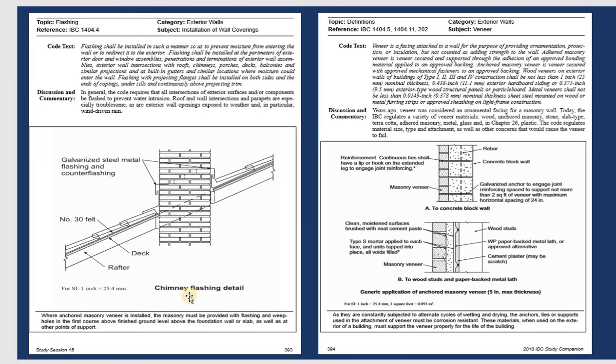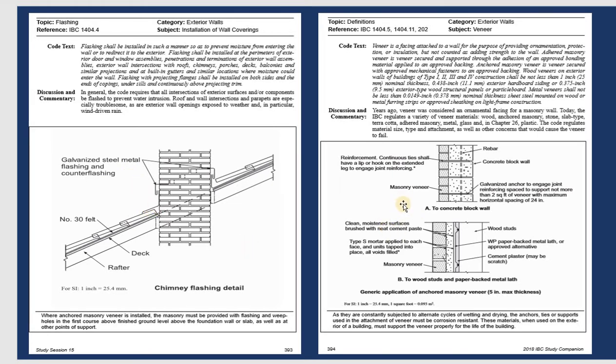This is one example, so you can see the chimney section cut of the flashing detail. This is the chimney, and this is the roof, and they require number 30 felt, the deck, and after that the rafter. That means we have the rafter of the roof. Next you need the deck, and after that number 30 felt. And around the chimney we need galvanized steel metal flashing and counter flashing.